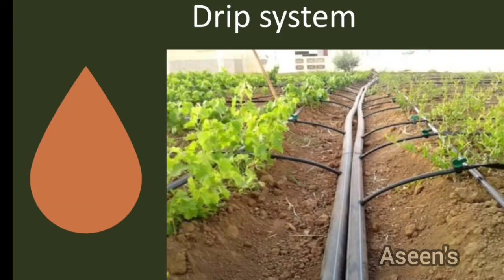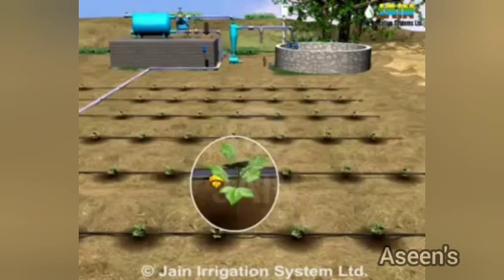So this is what the drip system looks like. In an actual field, this is how it looks. To understand this drip system better, I have connected a GIF so that you can understand how this drop by drop water facility is supplied to the plants.